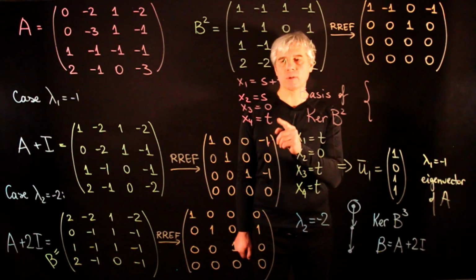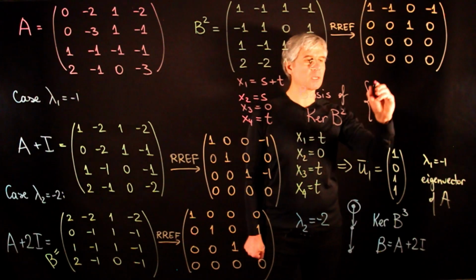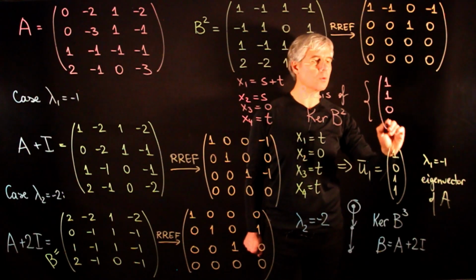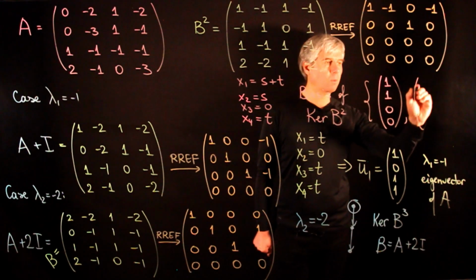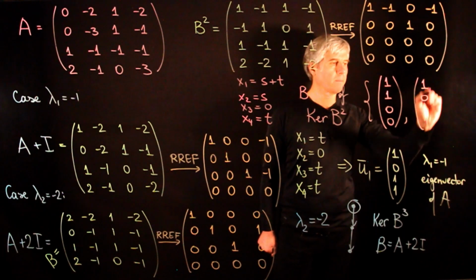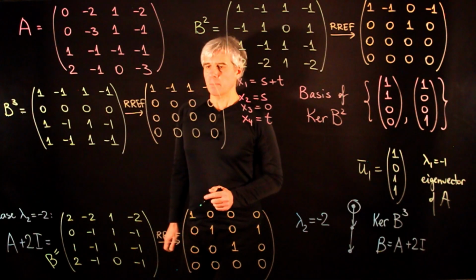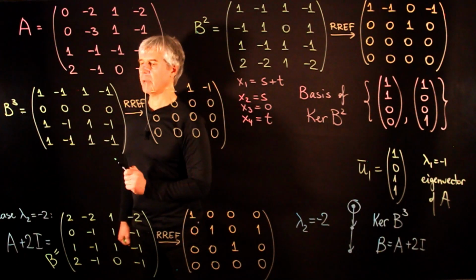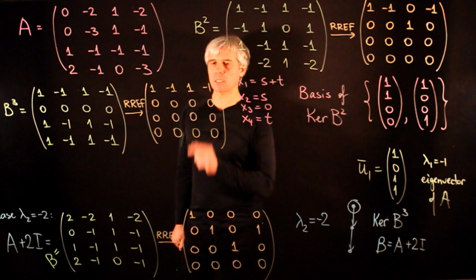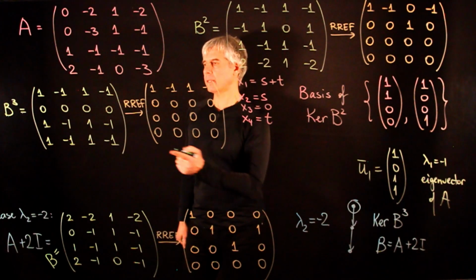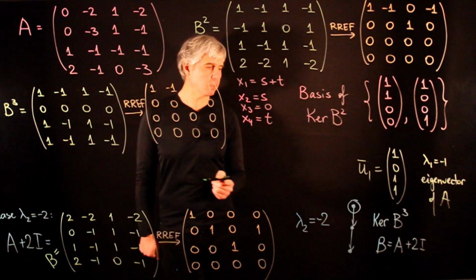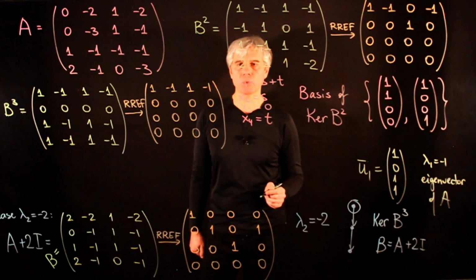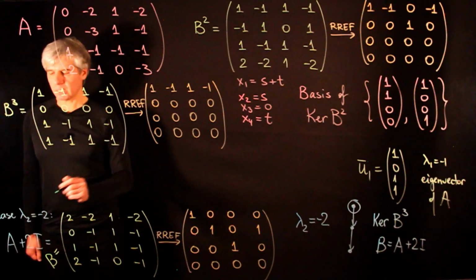We get two vectors, one that corresponds to the s parameter and one that corresponds to the t parameter. So this will be (1, 1, 0, 0) and (1, 0, 0, 1). Next, we consider the matrix B cubed, which we see is a matrix of rank 1. So this is its reduced row echelon form, and this matrix will have a three-dimensional null space, which is the whole root space that corresponds to lambda equals -2. Let us describe this null space.